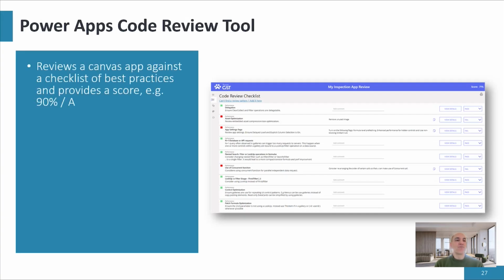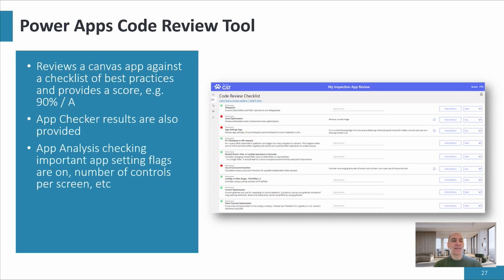So what this does is it reviews a Canvas app. You point it to the app you need, and it goes through a checklist of best practices. It gives us a score, so for example, if an app's looking really good, it gets a 90%, and it scores like an exam paper, it gets an A or a B or something like that. The app checker results that we just looked at are actually brought through into this code review tool as well, so we can see them there.